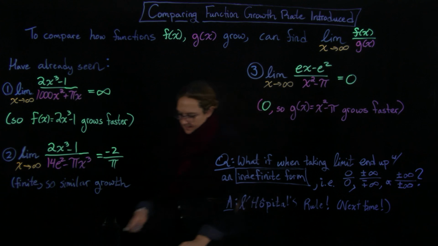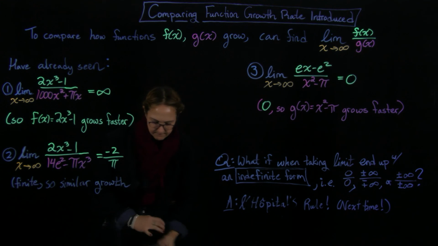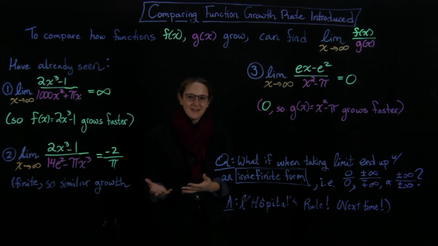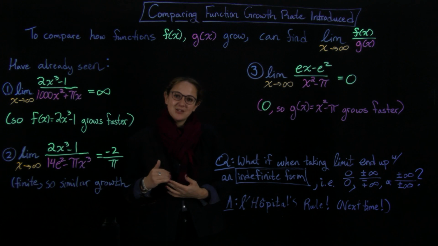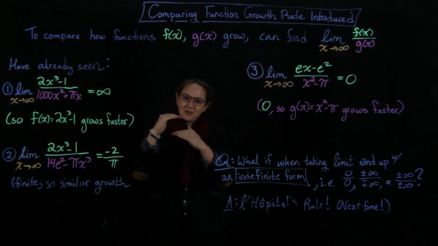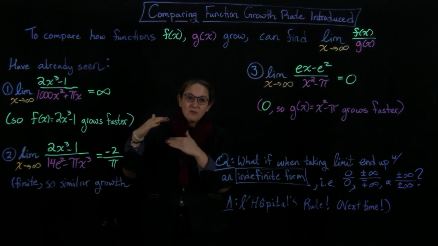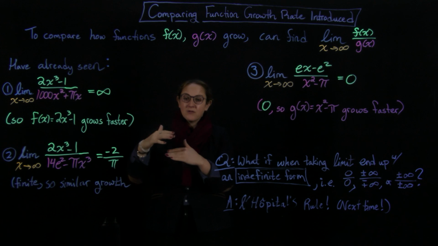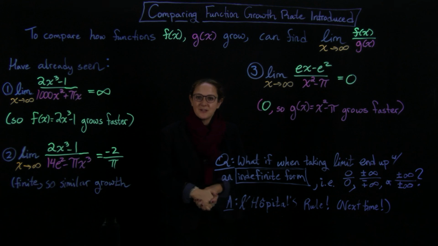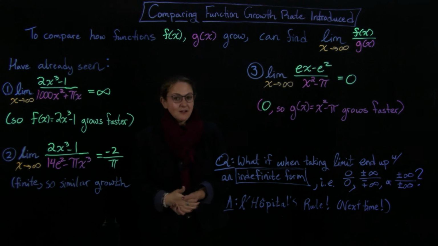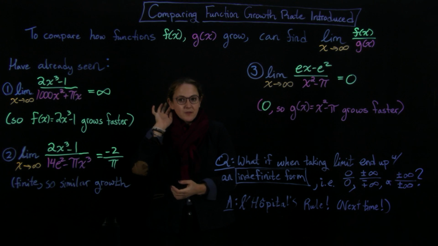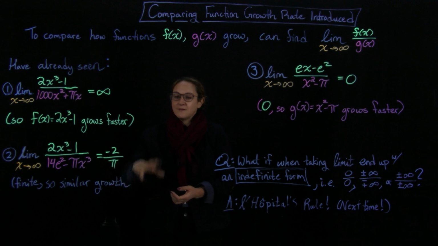So you can compare function growth rates by taking the ratio and then taking the limit as you go to infinity. We've already seen this for a rational function, polynomial over polynomial, and we know how to take those limits. So when we're comparing polynomial growth, it's actually just determined by the degree. If one of the degrees is larger, that one has larger growth. And if the degrees are the same, then you have some kind of finite number.